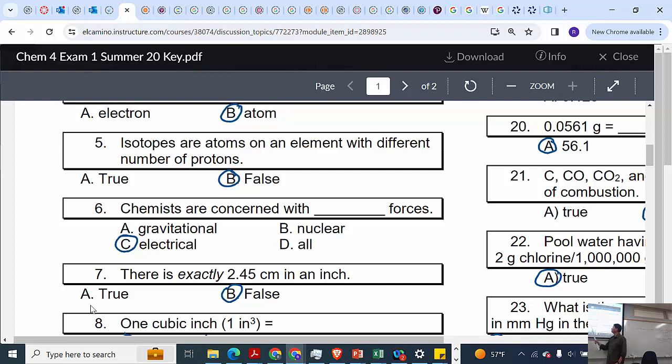This is chapter 2. Chemists are concerned with all these. And so if you selected all, I would have given you full credit. Because chemists are concerned with gravity, but it's not that big. The only thing gravity might affect is like at the bottom of the ocean. At the bottom of the ocean, do you think water is more dense? It is. Water is more dense at the bottom of the ocean than at the top because there's just so many pounds of water crushing down on it. And so gravitational might be important.